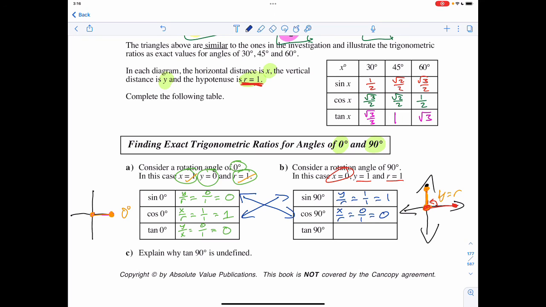And last but not least, if tan is y over x, then that's going to be 1 over 0, which is undefined. Why is it undefined? Because it's a division by 0. Remembering that we can't divide by 0 in math, so we call it undefined.